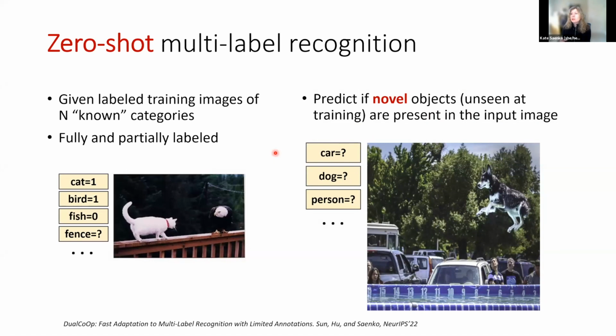And what we're actually addressing is the task of zero-shot multi-label recognition, right? So in zero-shot multi-label recognition, we're given training images of n known categories that are both fully and partially labeled. And we want to predict whether novel objects are present in the input image. So these are unseen at training time.